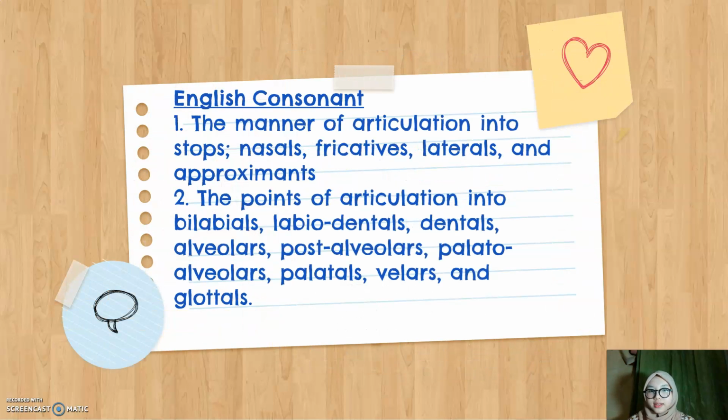English consonants. On the basis of the articulatory process, consonant phonemes in English are divided, first, according to the manner of articulation into stops, nasals, fricatives, laterals, and approximants. And second, according to the points of articulation into bilabials, labiodentals, dentals, alveolars, post-alveolars, palato-alveolars, palatals, velars, and glottals.